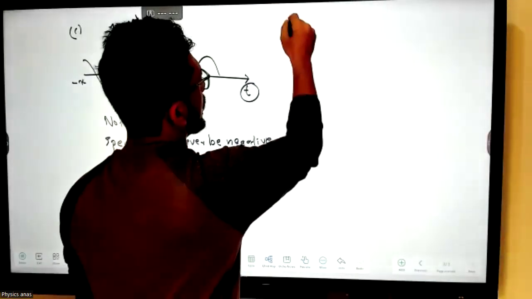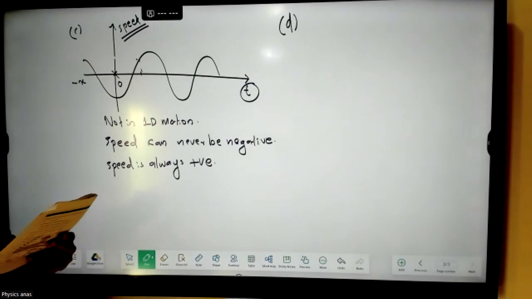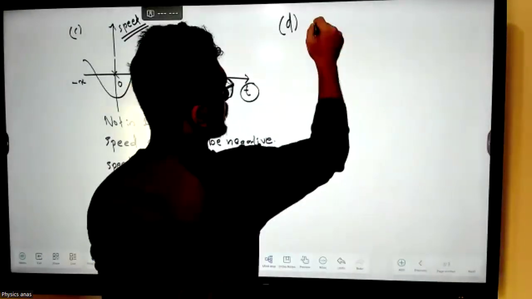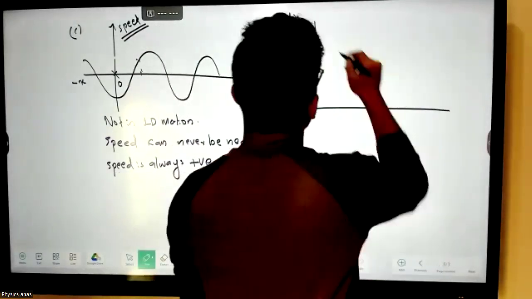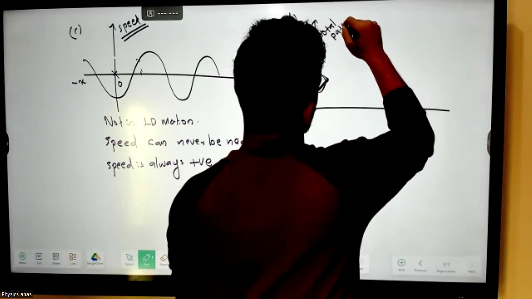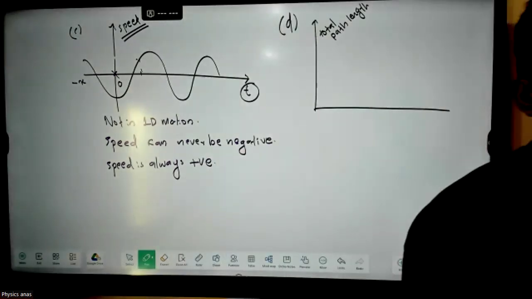That is the reason. And now we have to see the fourth graph. The fourth graph, in the y-axis, you have the total path length.